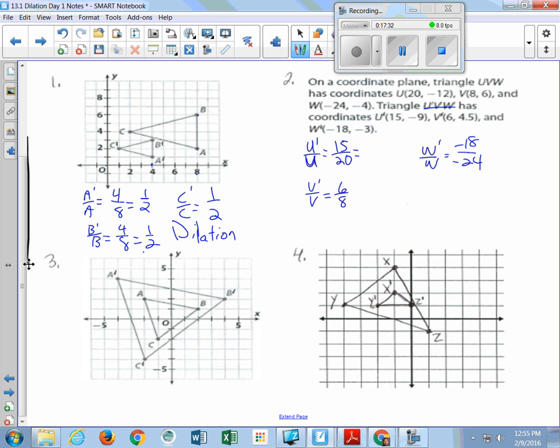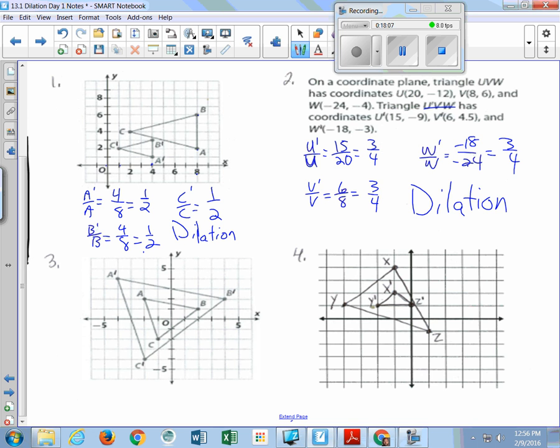15 over 20, that is 3 over 4. 6 goes into both of those, 3 and 6. Oh, excuse me. 6 goes into those 3 and 4 times. So you get positive 3/4 for each. That's the same ratio for all. Therefore, it is a dilation.